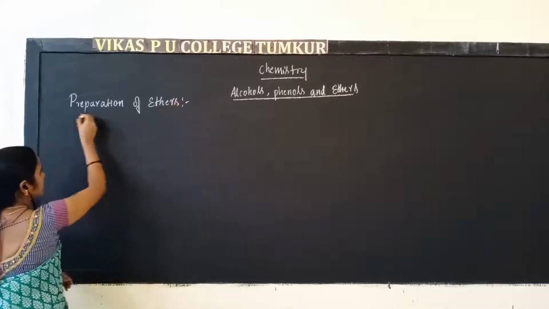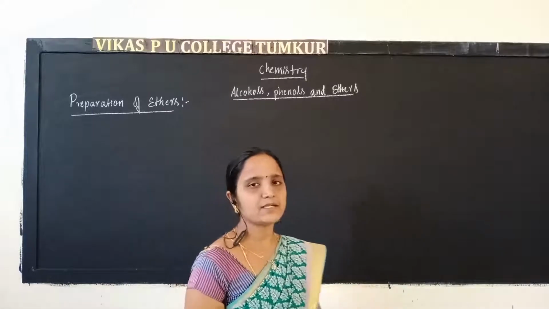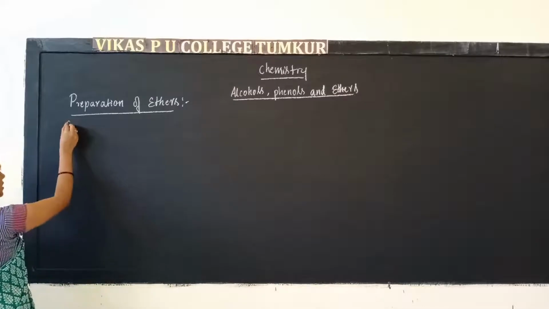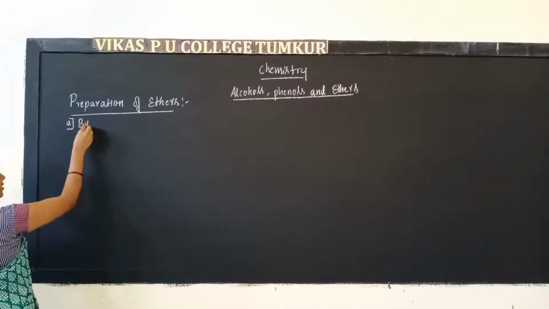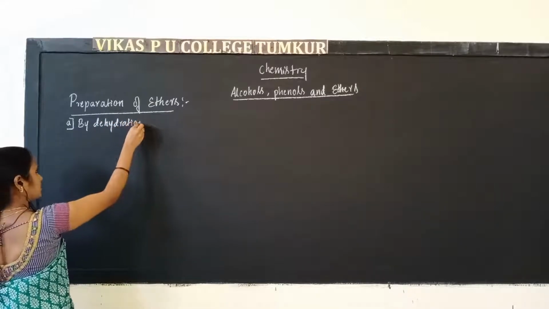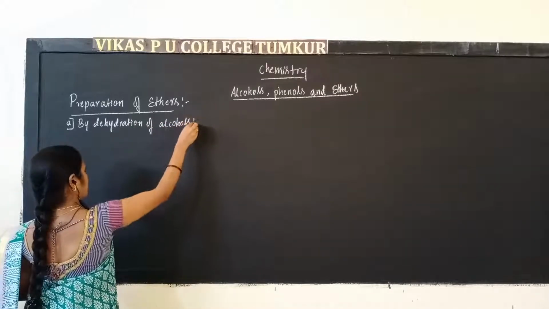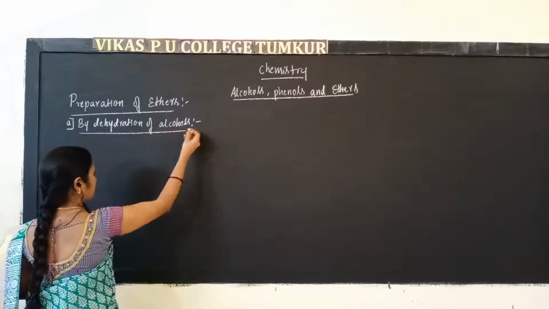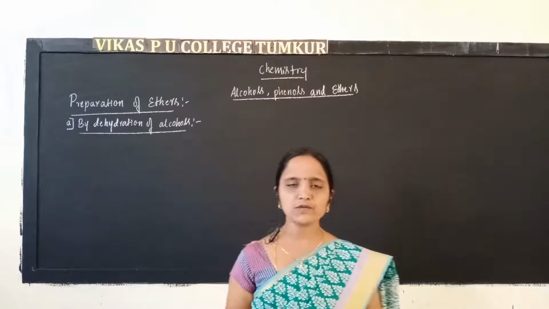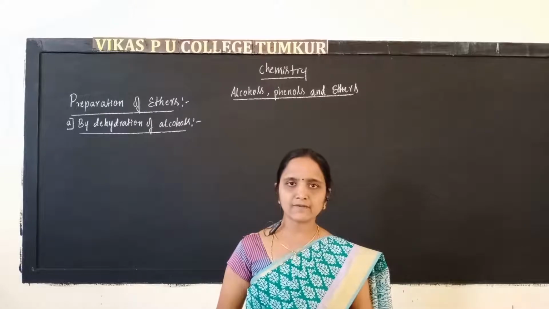The first method used to prepare ethers is by dehydration of alcohols. In this method, by the dehydration of alcohols, it means that when primary alcohols like ethyl alcohol are heated with concentrated sulfuric acid at 413 Kelvin.